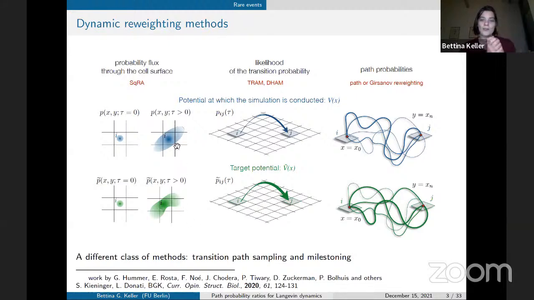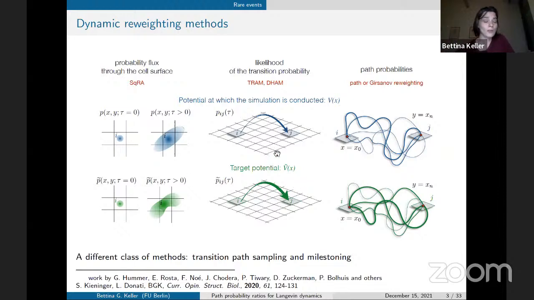So one idea would be to rescale the transition flux across a state in the conformational space. So if you start here in this cell and then you transition out into the neighboring cell, the transition probability will be different depending on whether you simulate at a blue potential or at a green potential. So blue is going to be the simulation potential, and green is going to be the target potential throughout the talk.